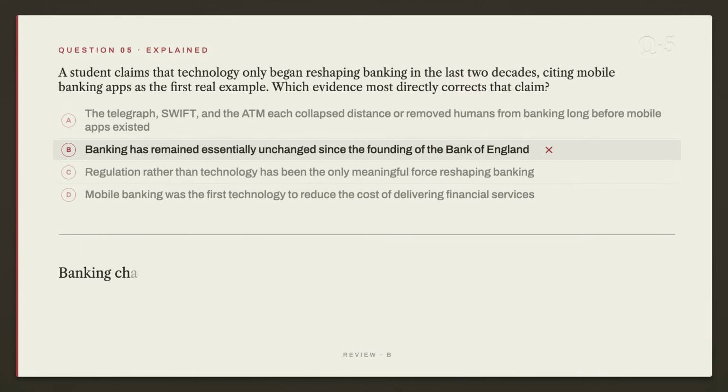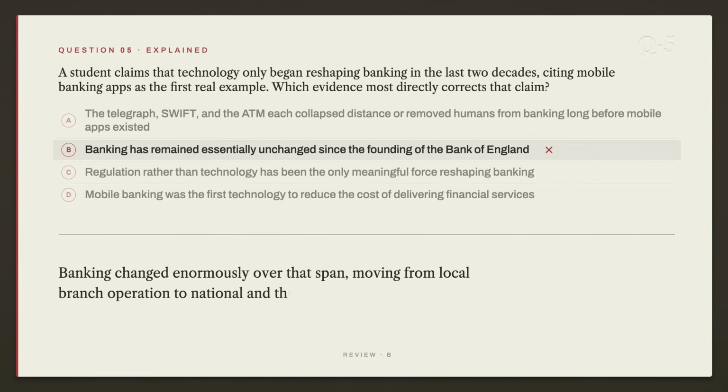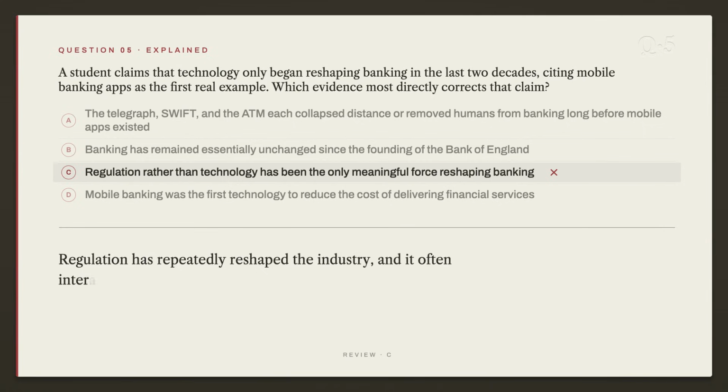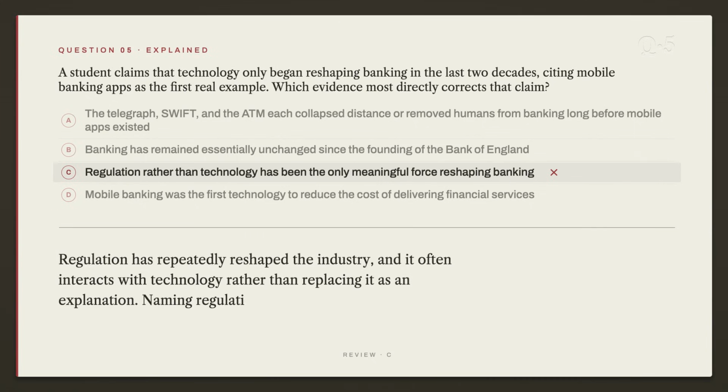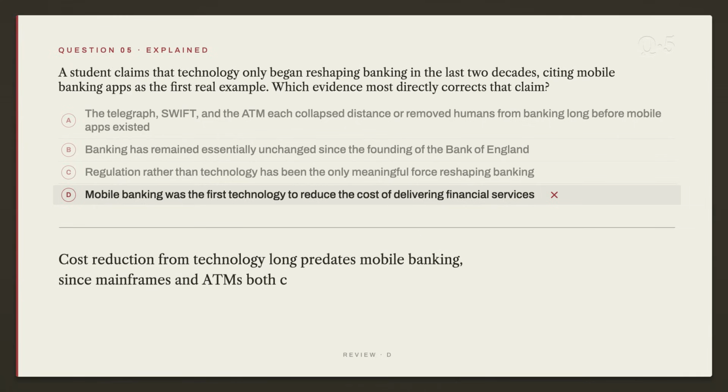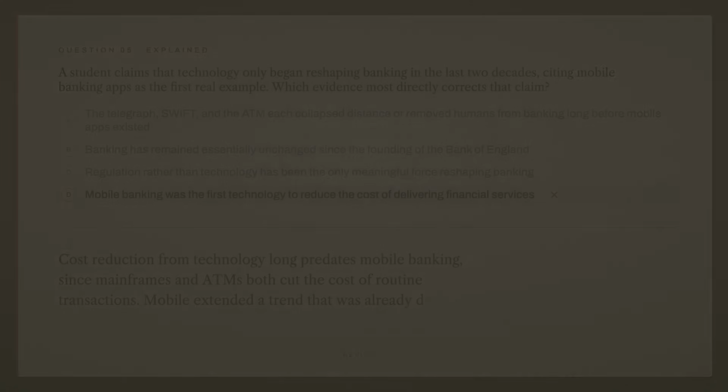B is wrong because banking changed enormously over that span, moving from local branch operation to national and then genuinely global scale. The claim of no change contradicts the documented record. C is wrong because regulation has repeatedly reshaped the industry, and it often interacts with technology rather than replacing it as an explanation. Naming regulation as the sole force ignores the telegraph, SWIFT, and the internet. D is wrong because cost reduction from technology long predates mobile banking, since mainframes and ATMs both cut the cost of routine transactions. Mobile extended a trend that was already decades old.